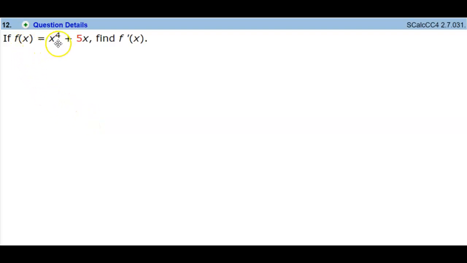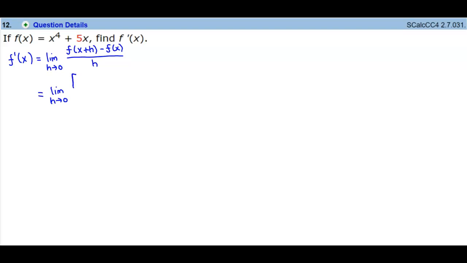If f of x is equal to x to the fourth plus 5x, find the derivative, which is f prime of x. So let's use the definition. f prime of x is going to equal the limit as h approaches 0 of f of x plus h minus f of x, and then we're going to divide that by h.